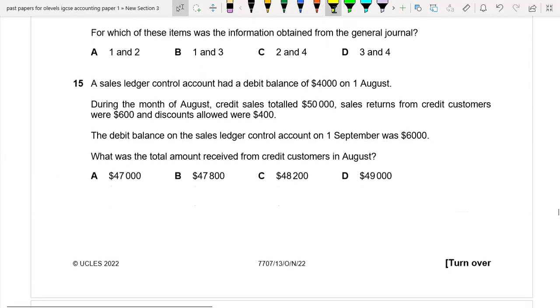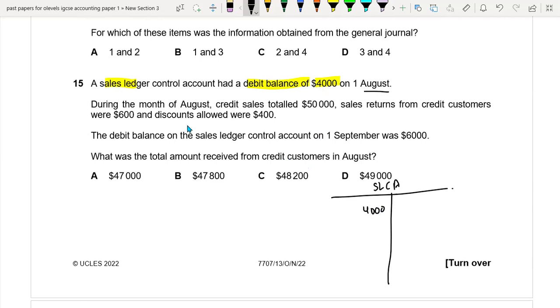Question number 15. A sales ledger control account had a debit balance of 4,000. Okay, so I think we should prepare the sales ledger control account here. SLCA. Okay, so we have the debit balance, so we have to record this here, 4,000, on 1st August. During the month of August, credit sales totaled $50,000. Okay. So we will be recording $50,000 on the debit side. Sales returns from the credit customers were 600. So this will be recorded on this side. And discount allowed was 400. And 400 will be recorded on this side.